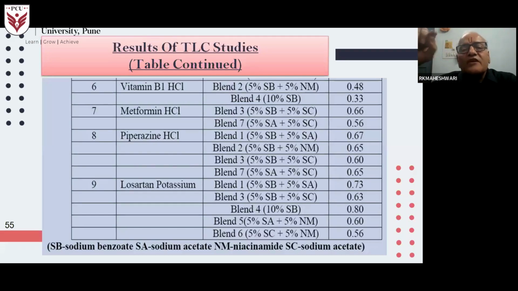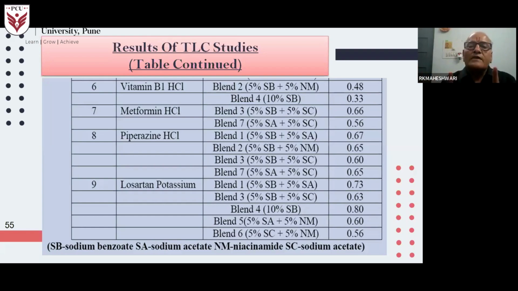I told the student to select a hydrotropic blend or mixed hydrotropic blend which gives a spot without tailing effect. If tailing effect is there, forget about that solvent system, that blend. But if you get a spot without tailing effect, you note down its Rf value. As you see on the screen, for vitamin B1 hydrochloride, blend 2, the composition of this mobile phase was sodium benzoate 5%, niacinamide 5%. After development, the plate was removed and kept in the oven for the removal of water. When it was dried, it was kept in an iodine chamber for spot identification.